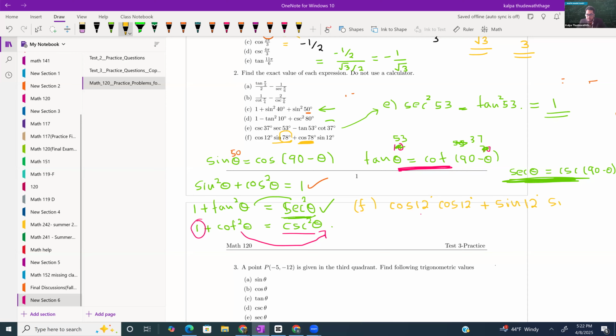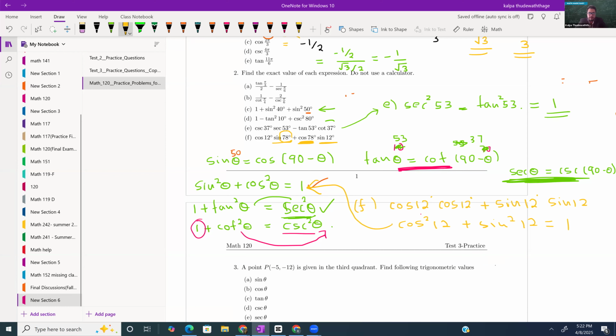Can you see now I have another sine 12 in the question? And it seems like I get cosine square 12 plus cosine square 12, which is 1 because of the first identity. So you can see you need to remember cofunctions like sine and cosine, cosecant and secant, cotangent and tangent. Those are cofunctions, including those three Pythagorean identities. So I'm going to give you a question that you need those.